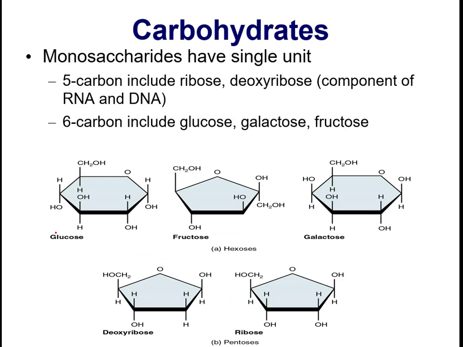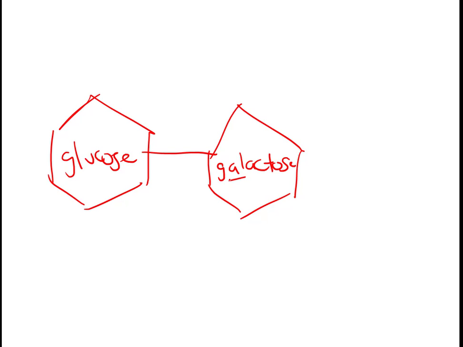Let's look at another example. Let's say we take 1 glucose and hook it up with a galactose. If you took glucose and bound it with galactose, this is a disaccharide. It has a new name. It's called lactose. Lactose is 1 glucose and 1 galactose that are stuck together. And lactose is milk sugar. It's found in dairy products.